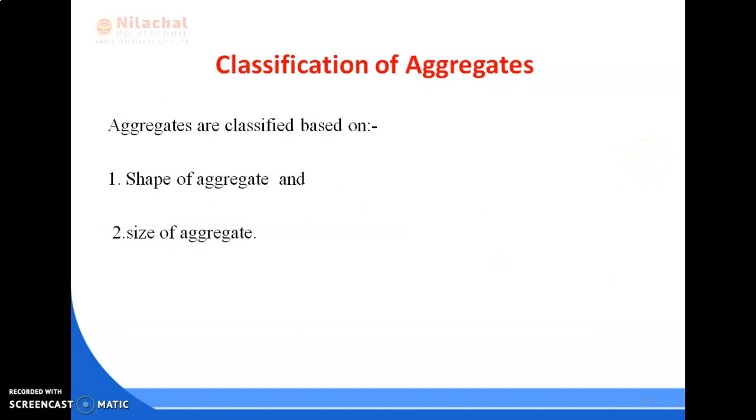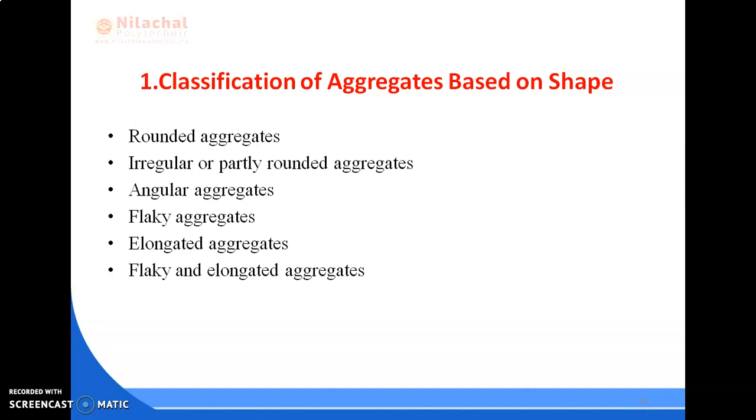Next, let us discuss classification of aggregate. Aggregates are classified based on two things. One is based on shape of aggregate, and another one is based on size of aggregate. Based on shape, the aggregates are of the following types, like rounded aggregate. Rounded aggregates are commonly available in the form of seashore gravel, and they result in the minimum percentage of voids, that means 32 to 33%, hence give more workability, and they also require a lower water cement ratio.